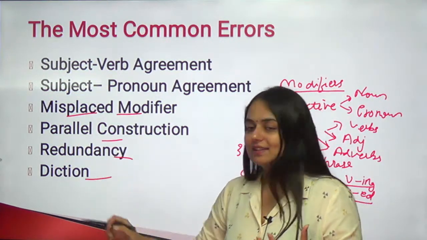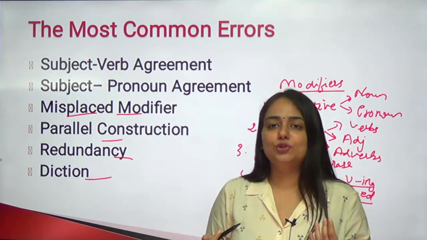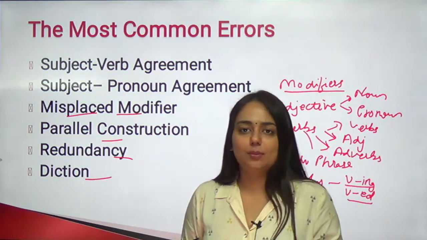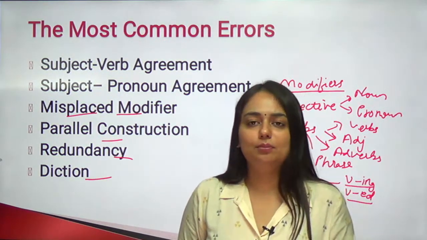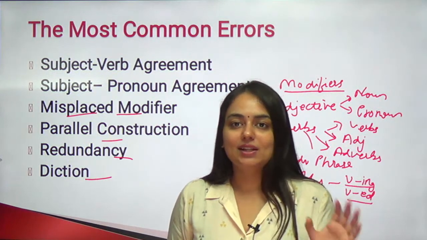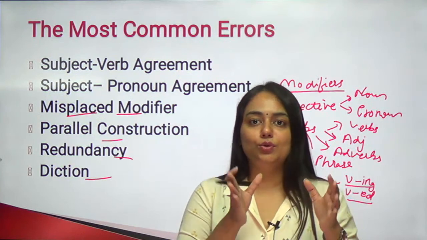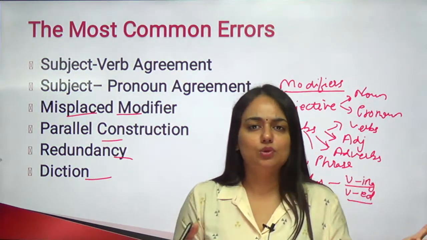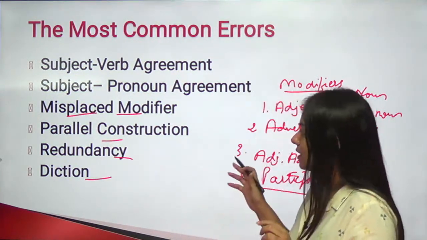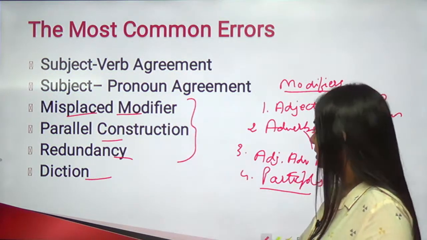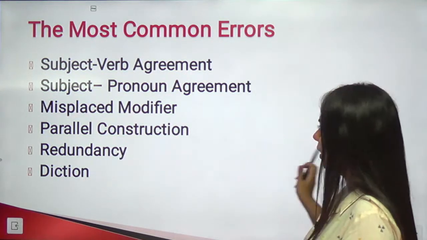Next is diction. Diction is simply using a wrong word in place of some other word, like using proscribe in place of prescribe, right? Using facilitate in place of felicitate. So you use the wrong word which probably sounds almost similar. This is known as error of diction. So we will cover up these areas today, one by one.